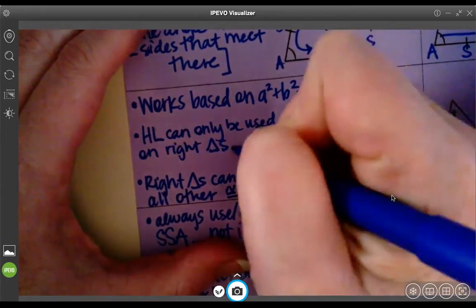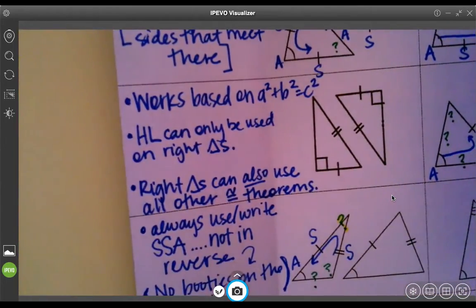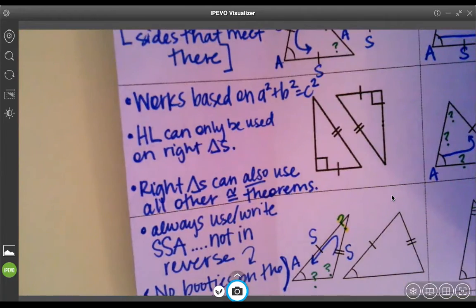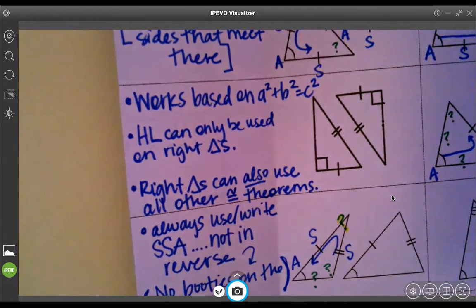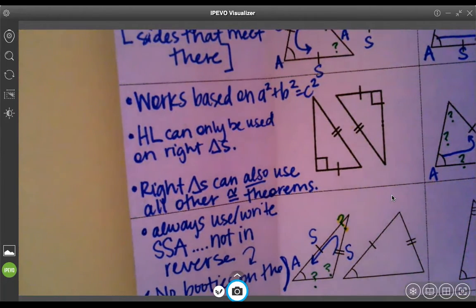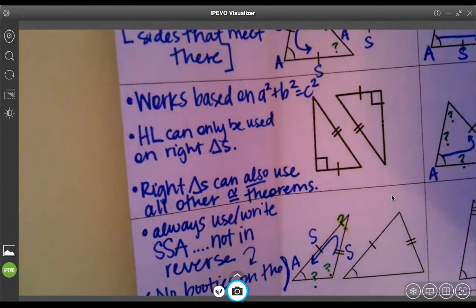So just to make it extra clear that we're not saying if it's a right triangle, it's hypotenuse leg or nothing. You can still have a right triangle that uses angle, side, angle, or a right triangle that uses side, angle, side. But you also have this extra option that only works for right triangles, because Pythagorean theorem will tell us how long the third leg is. And that's pretty much it.